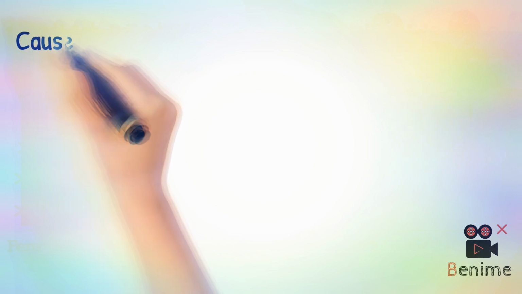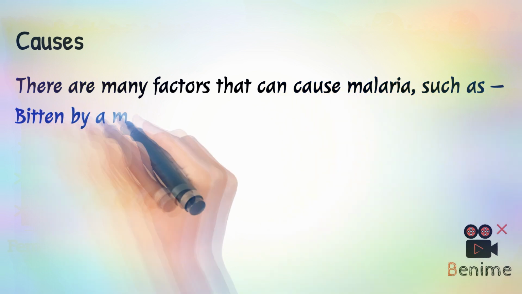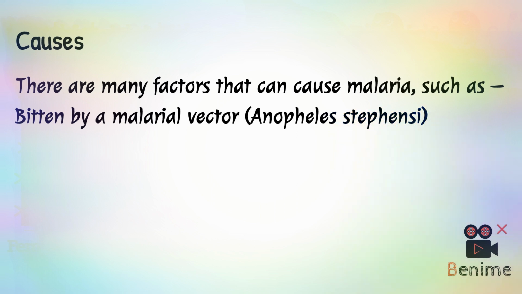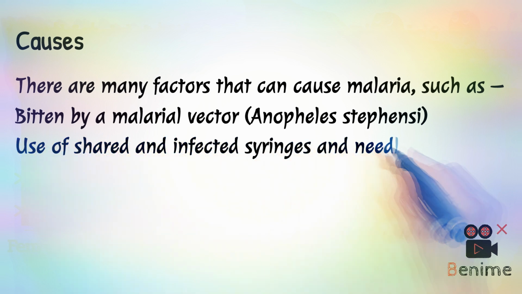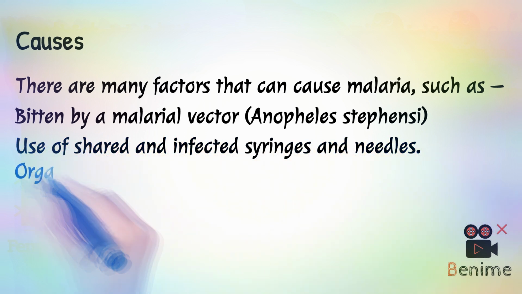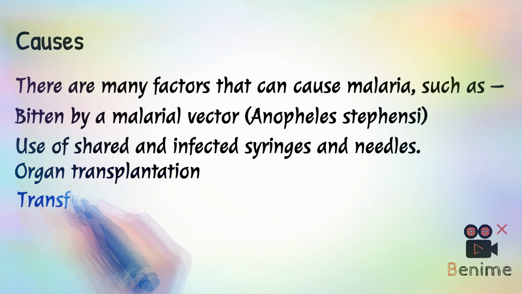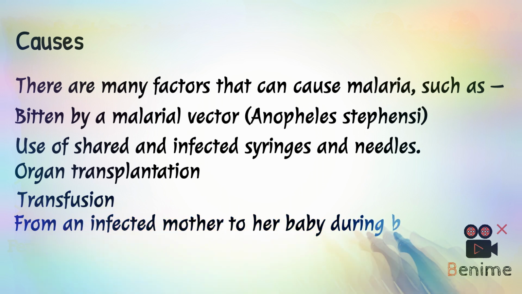Now, let's know why one suffers from malaria. There are many factors which cause malaria. One we already know, that is being bitten by the Anopheles mosquito. Now, as we saw in the previous slide, it spreads through blood. Factors include sharing infected syringes and needles, organ transplantation, blood transfusion, and also from an infected mother to baby during birth.